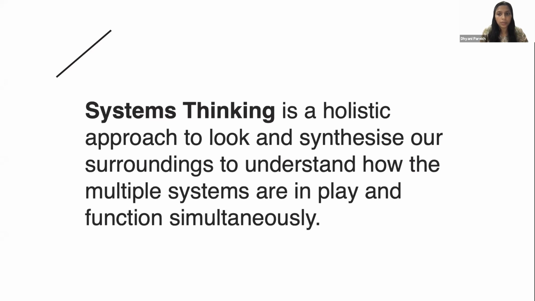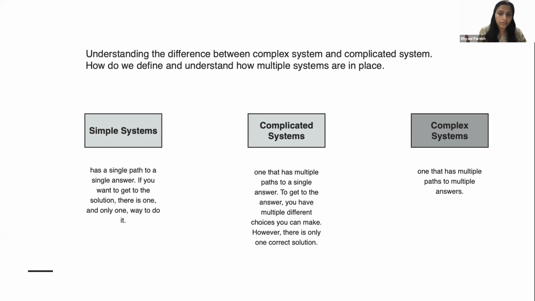So just to summarize, systems thinking is a holistic approach to look at and synthesize our surroundings, to understand how multiple systems are in play and function simultaneously. Let me give you a brief idea. Let us understand three sorts of systems and how we understand them through examples. So there are simple systems, complicated systems, and complex systems. If you say simple systems, there is one question, one solution, and you have one way to go for it. When it comes to complicated systems, there is one solution, but there are multiple paths that you can take. And then you look at complex systems, which have multiple parts and multiple answers.